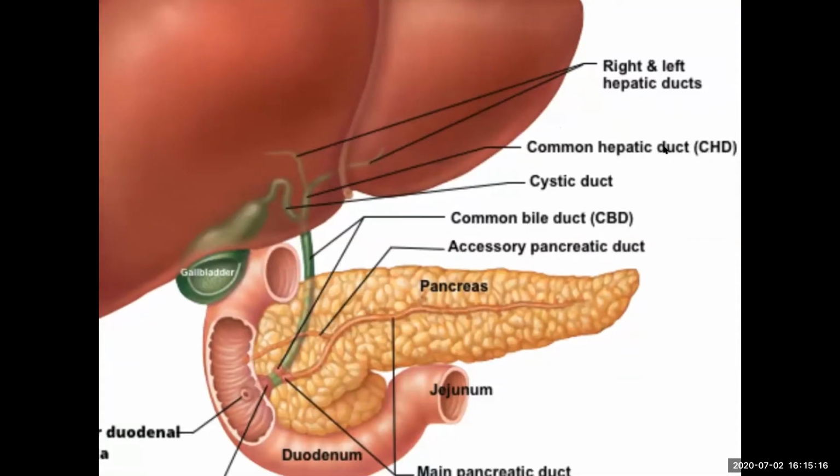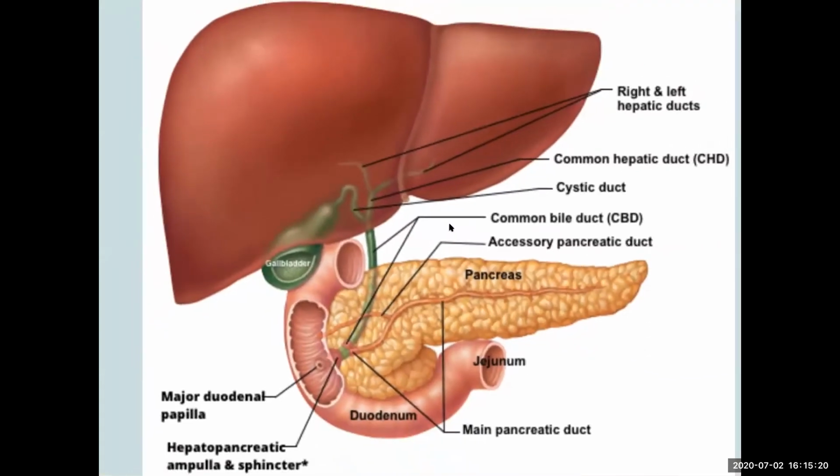Don't use the abbreviation on the test. So right and left hepatic ducts join to form the common hepatic duct. The common hepatic duct then joins the cystic duct. The cystic duct is coming from the gallbladder. So cystic duct joins the common hepatic duct to form the common bile duct. Some texts or your notes may refer to this as bile duct, but please, on the test, don't write this as bile duct. All these are bile ducts. This one specifically is called common bile duct.